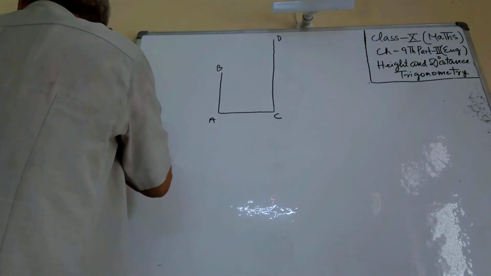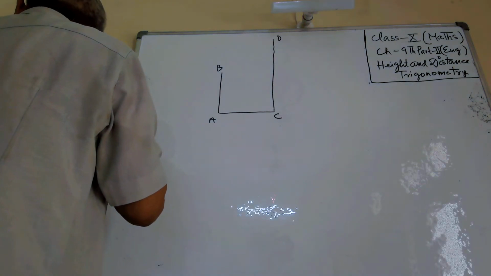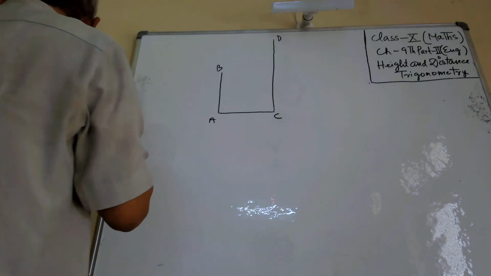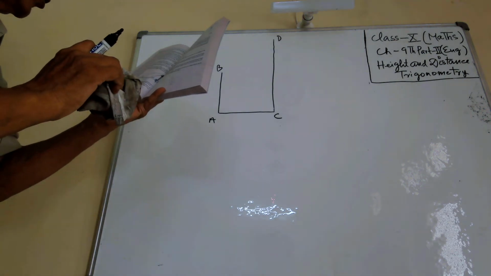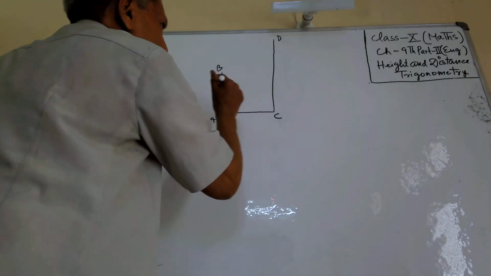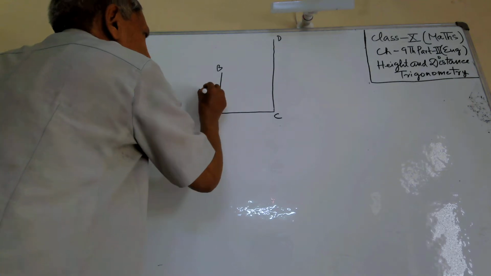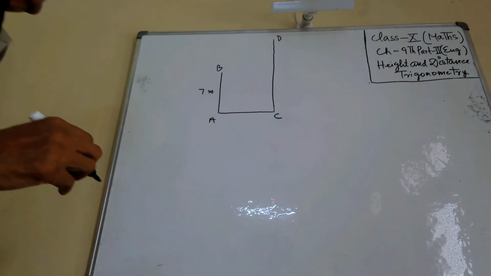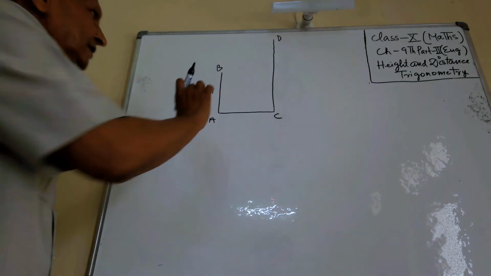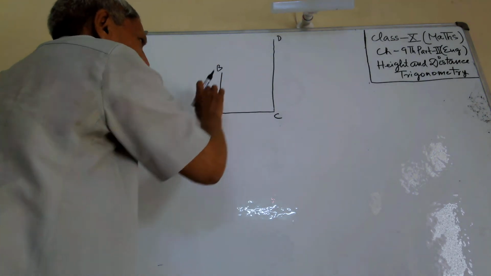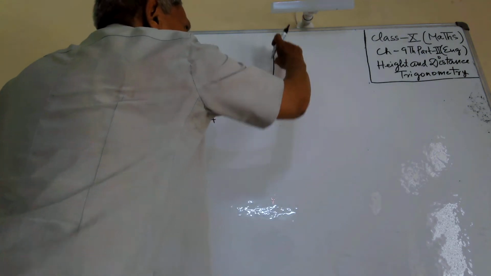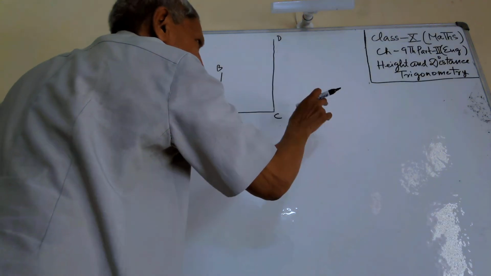The question is this: the angle of elevation of the top of the cable tower is 60 degree and the angle of depression of its foot is 45 degree. Determine the height of the tower. The height of the building is 7 meter, given. Now the question is, understand, AB is a building whose height is 7 meter. CD is a tower. We have to find out its height.